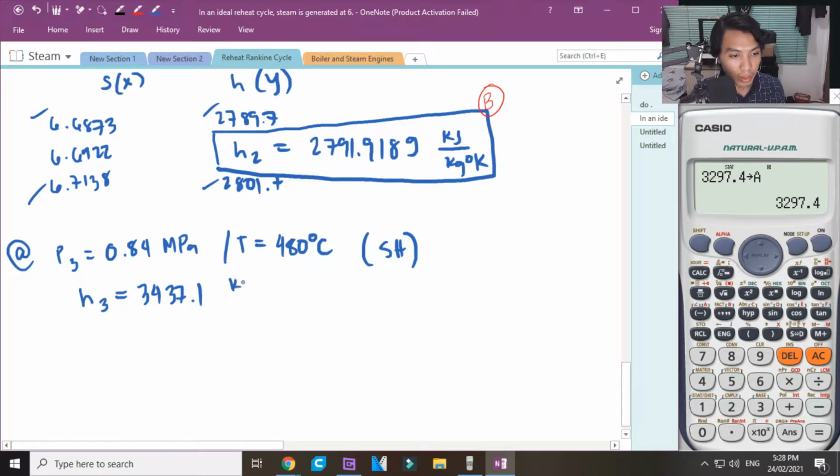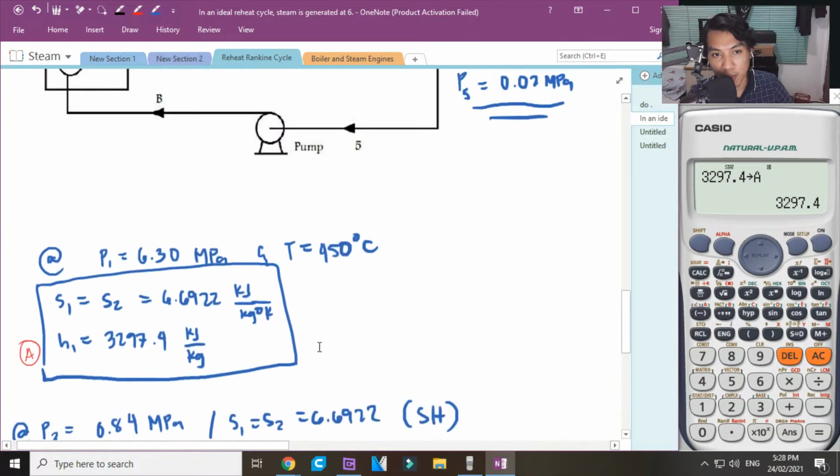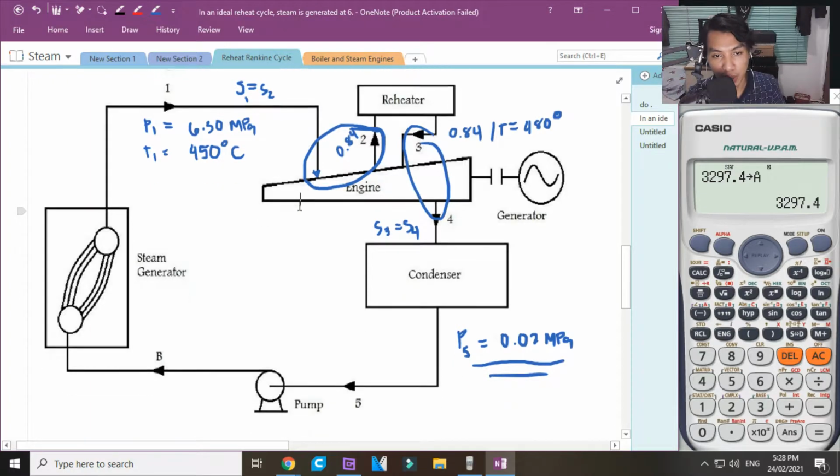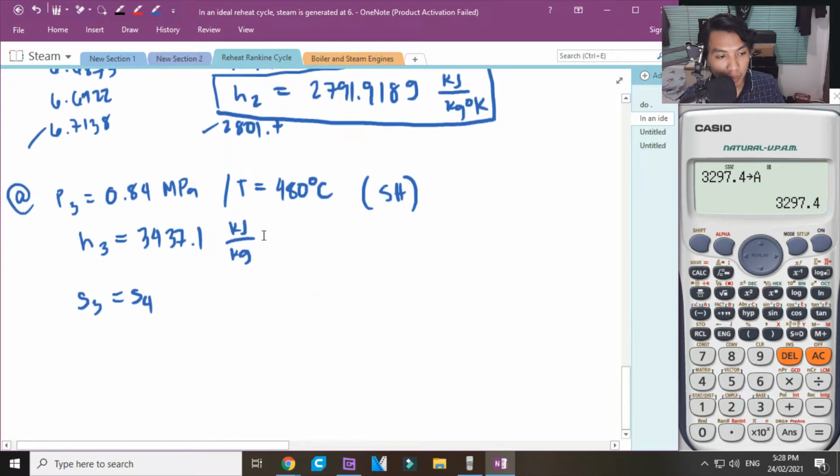3437.1 kilojoule per kilogram. Yung S3 kasi, tandaan nyo sa diagram natin, equal to S4. Kasi isentropic na naman yan, expansion na naman. Tignan nyo, pumasok dito, ayan o, expansion na naman. Ito, expansion din to. Okay? Dalawa expansion yan.